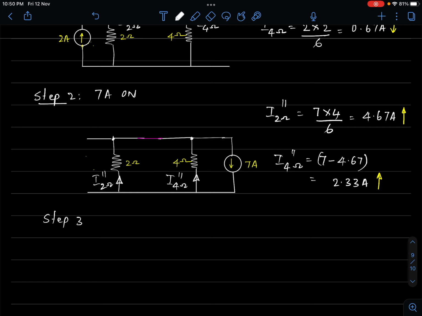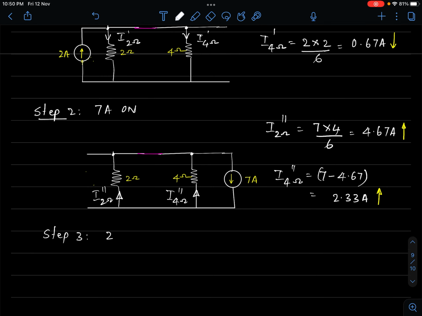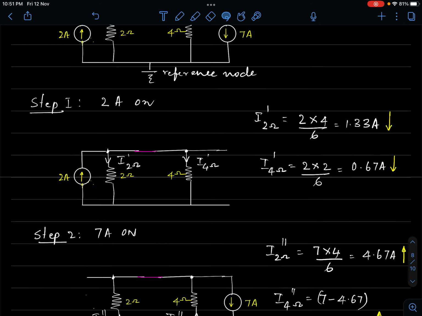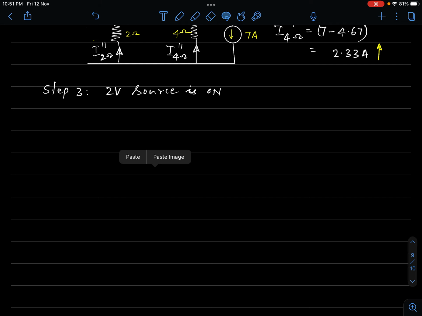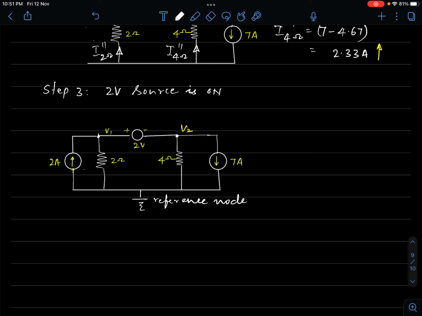Step 3 would be, we have one more source, right? So what is that source? It's a 2 volt source. The 2 volt source alone is on. The remaining two sources are kept off. So I will take the circuit, copy, paste it here. Now I have to remove the current sources, right? I have to deactivate the current sources.